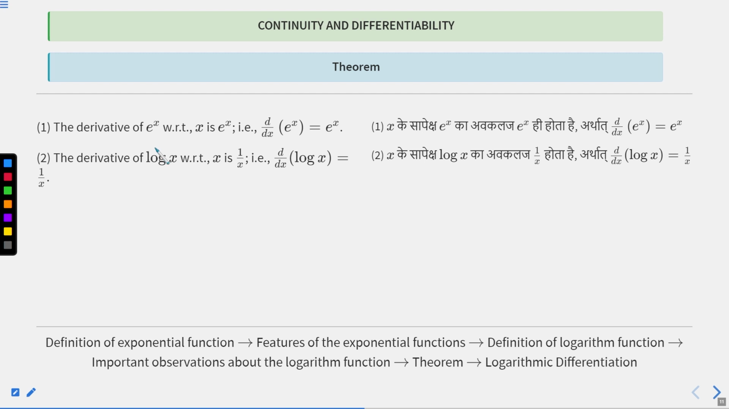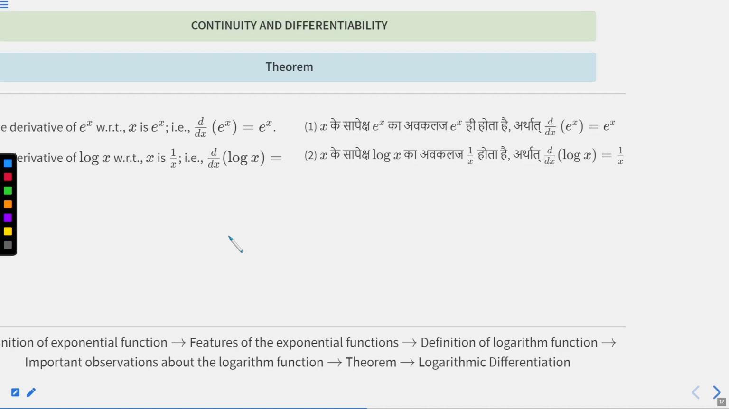Now, the derivative of e^x: we are saying the derivative of e^x is e^x. You will later see the proof of why. For now, just use this as a fact. This means d/dx of e^x is equal to e^x. And the derivative of log x will be 1/x. You will see that also, how we say the derivative of log x is 1/x. For now, use these as facts.